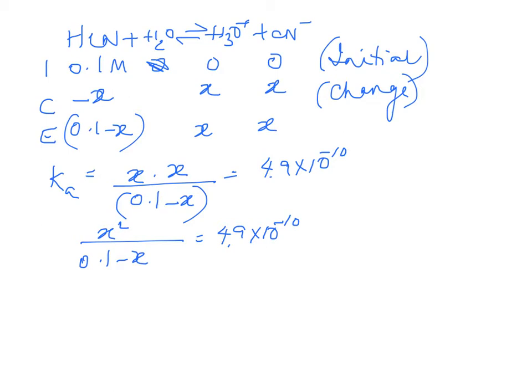There's two ways to look at it. If your initial concentration divided by the Ka value, so the extent that it dissociates, if that value is more than 100, then you can use the approximation. If it's not, then you cannot use the approximation.